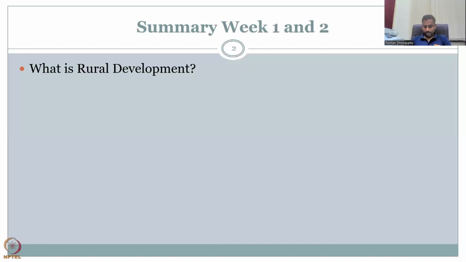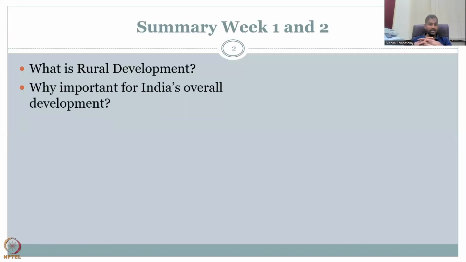If you had noticed, in my reading notes and lectures, I clearly indicated that we will be using a lot of government records and reports. And the government records and reports come from these agencies. Okay, so we are defining what is rural development by first even defining the agency. We also looked at cases why it is important for India's overall development. I'll go through it again in this lecture with some statistics.